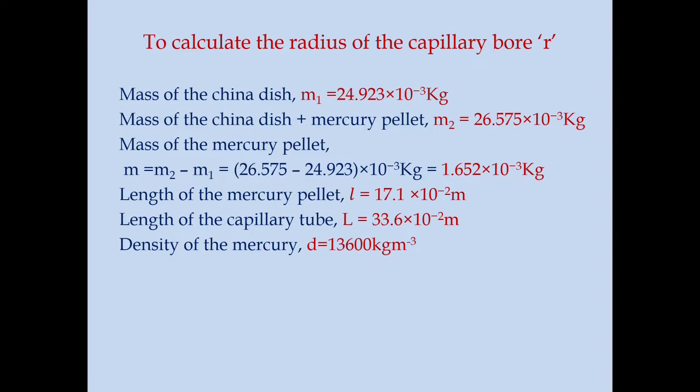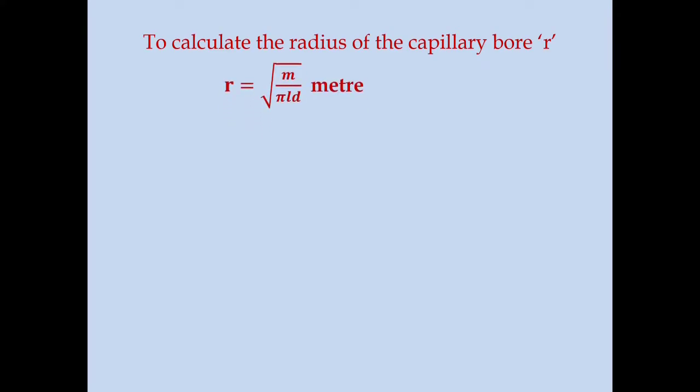For the calculation we need the density of the mercury. It is D, 13,600 kilogram per meter cube. You can write it as 13.6 into 10 power 3 or in whatever way you feel like, but I am taking it as 13,600 kilogram per meter cube. Okay, now let us find the value of R, that is the radius of the capillary bore.